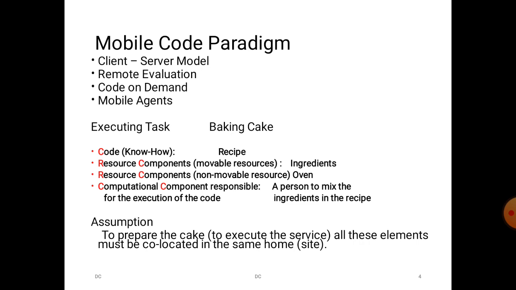Resource components that are movable resources: here it is the ingredients. In the case of movable resources, if my file is small, I can move my file from one place to another. So these are called movable resources in executing a task, and in the case of baking a cake, they are ingredients. Resource components which are non-movable resources: that is an oven in the case of baking a cake. In the case of executing a task, that may be a heavy node like a server, or a cloud environment, which we cannot move from one place to another.